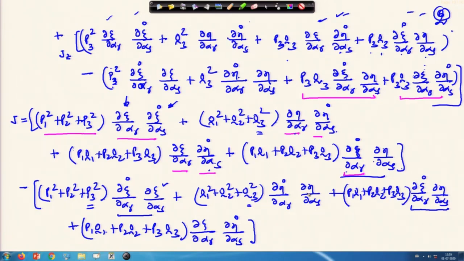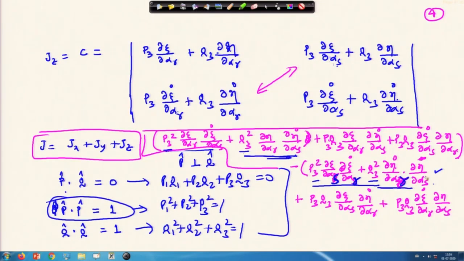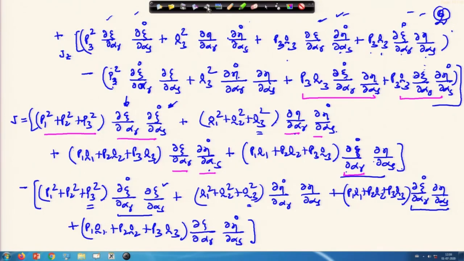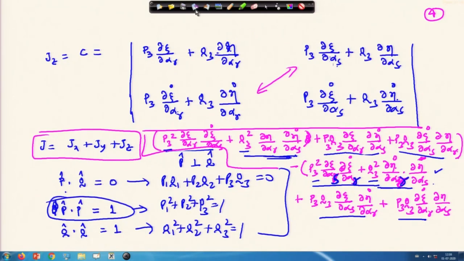So, P3 Q3 is appearing as a common term. Okay. So, dou xi by dou alpha r and dou eta dot by dou alpha s. P3 Q3 is appearing here, P3 Q3 dou xi dot by dou alpha r. See, this is the problem, I cannot go back and forth easily. So, P3 Q3, dou xi by dou alpha r, dou eta by dou alpha s. Okay, so these things are okay as we have expanded.